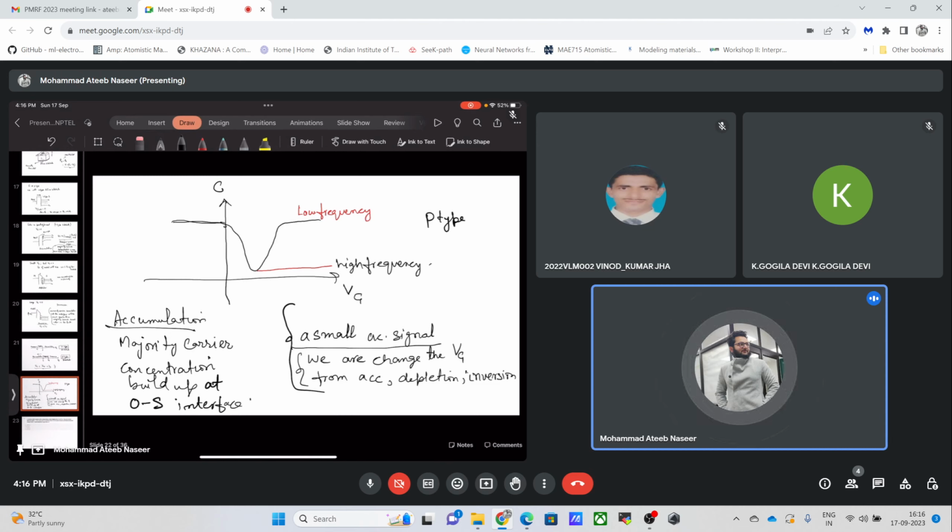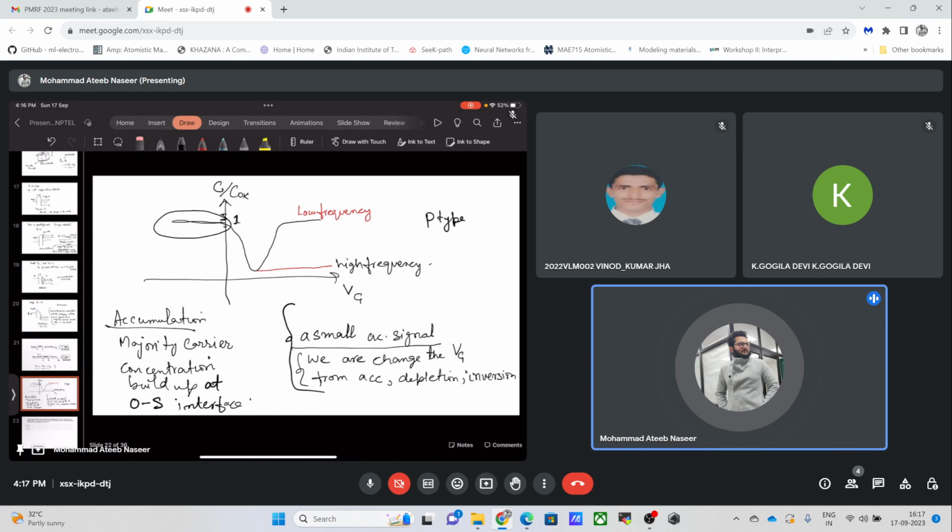So it means that the accumulation region would have a capacitance value close to 1 if I consider C by Cox. Okay, this will be ideally 1. It will be close to the value of the oxide capacitance, Cox.